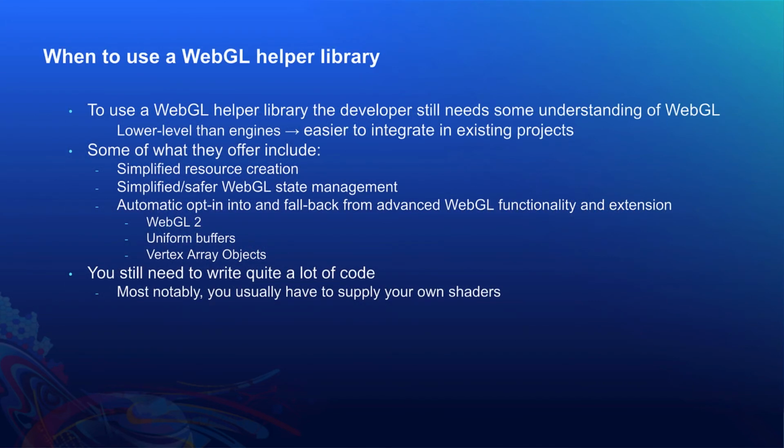In order to be proficient with one of these libraries, the developer still needs a fairly good understanding of the WebGL programming model. Helper libraries are lower level than engines, so they tend to be a bit more difficult to use, but on the other hand, they are easier to integrate with existing code. They typically offer a simplified way to create resources, safer state management, and transparent opt-in and fallback for advanced features. Sometimes they also take care of some of the bookkeeping that normally burdens the WebGL developer, such as associating attribute definitions with mesh objects.